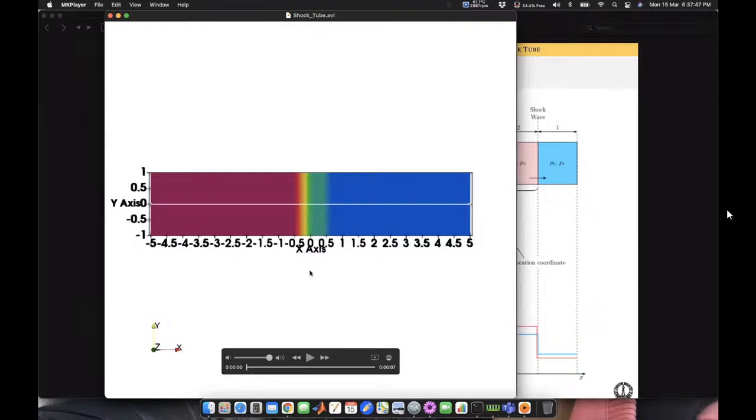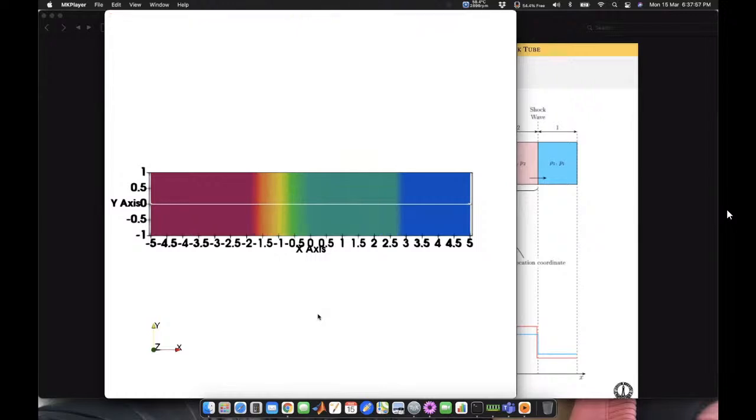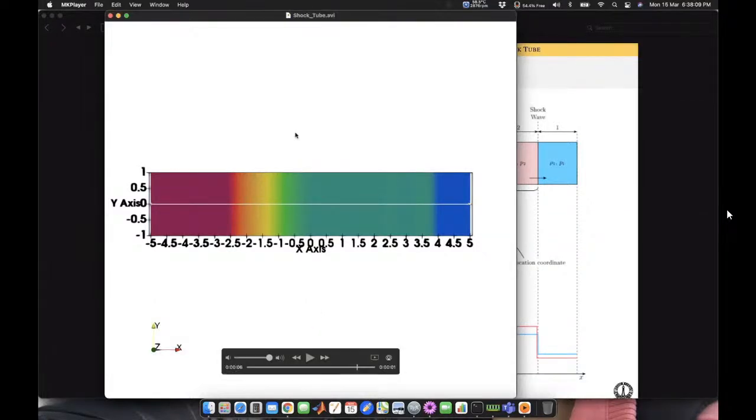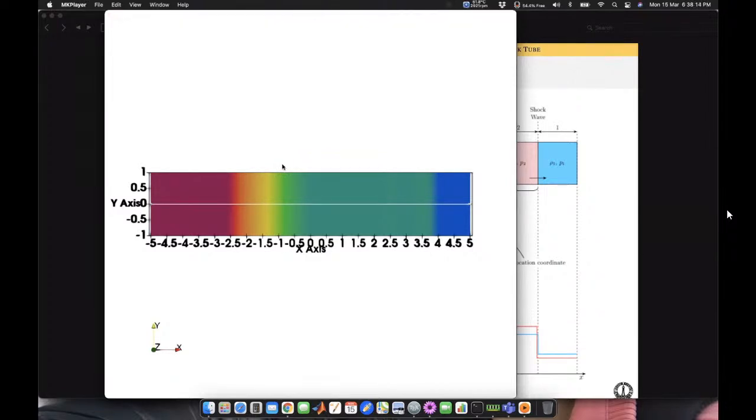The initial condition is something like this. There's a diaphragm that is getting ruptured, and as I play it you'll see one wave moving from left to right and another wave moving from right to left. In this plot you don't see a contact wave sitting there, because this is a plot of pressure that I'm showing you. This is the numerical simulation that I'm trying to show you.